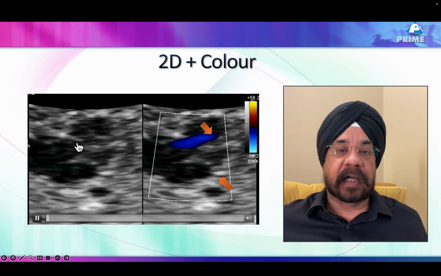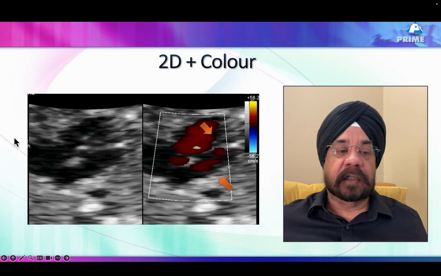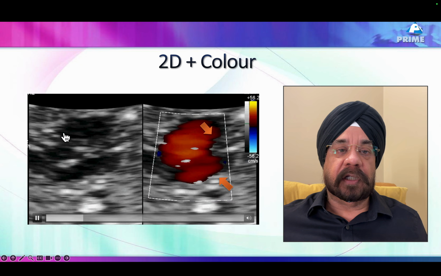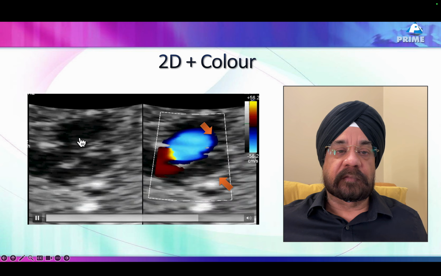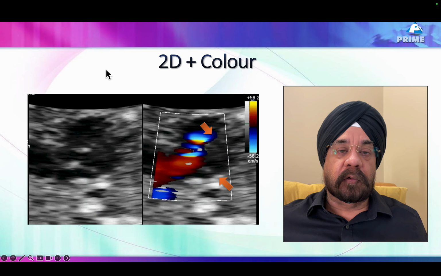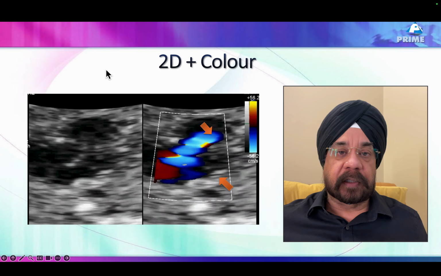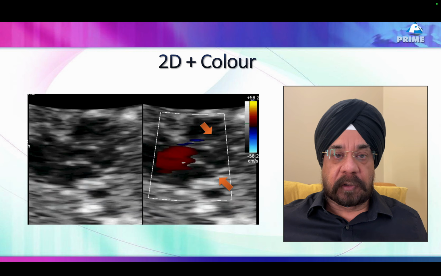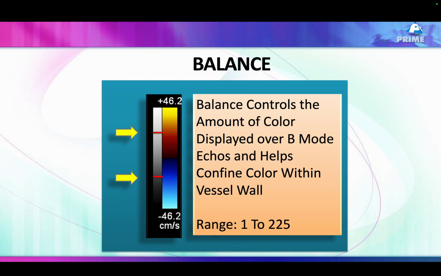And if you have a side by side 2D and color, you know where the color is originating from, and you know the tricuspid valve. So it's a good idea without losing frame rate, without losing anything. So it's always a good idea to have a 2D along with a color Doppler.